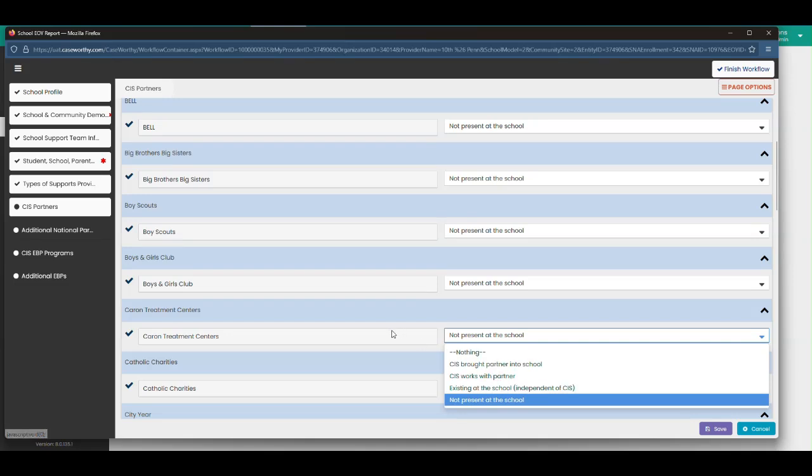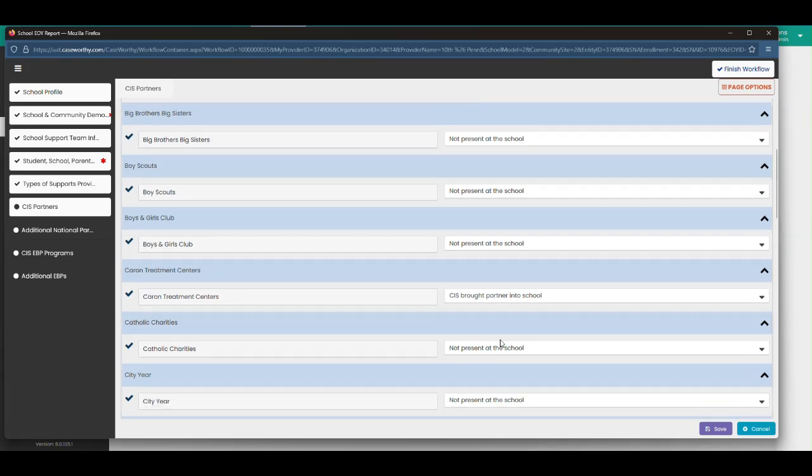And then there are situations like the Boys and Girls Club, for instance. If they're running a program there at your school and you have nothing to do with it, it's just sort of happening in the background, then it can be existing at the school independent of CIS. Okay, so again, there's no expectation that we are using any certain amount of partners or any specific partners, but just go through and look at each one and figure out if they are there, right?